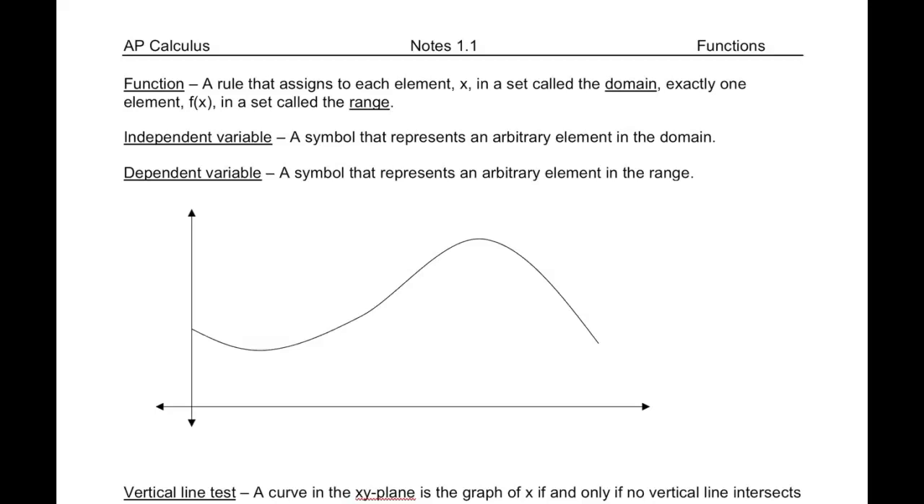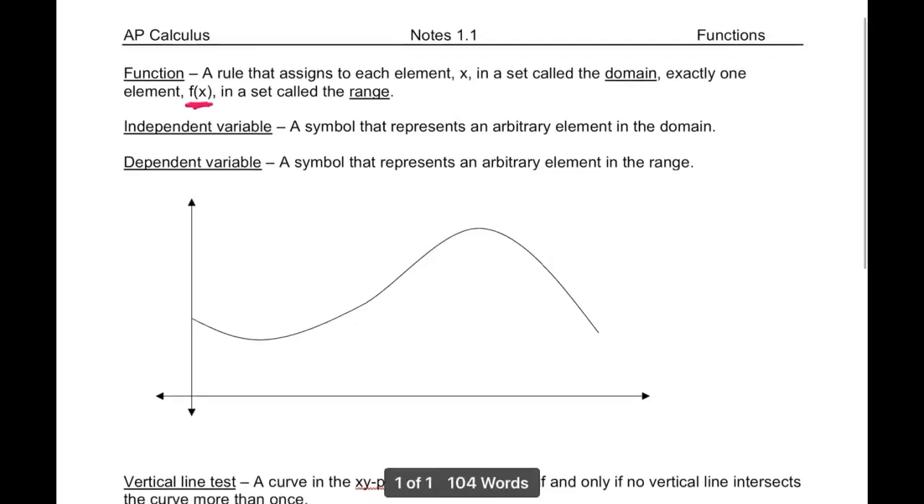We are going to get a quick review of functions. The definition of a function is given here. It's a rule that assigns to each element x in the domain exactly one element f of x in the range. Now you're used to seeing a y as the output, but in AP Calculus we'll use the notation f of x quite frequently. Please remember that the independent variable is the variable represented by the domain members, and dependent would be the range members.